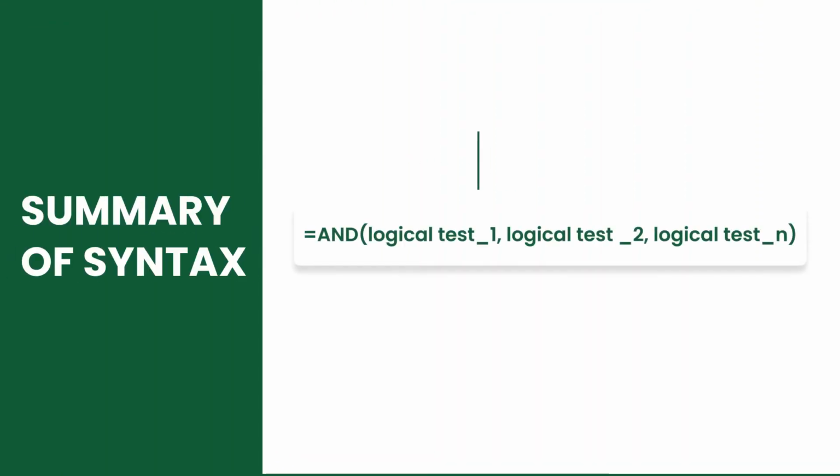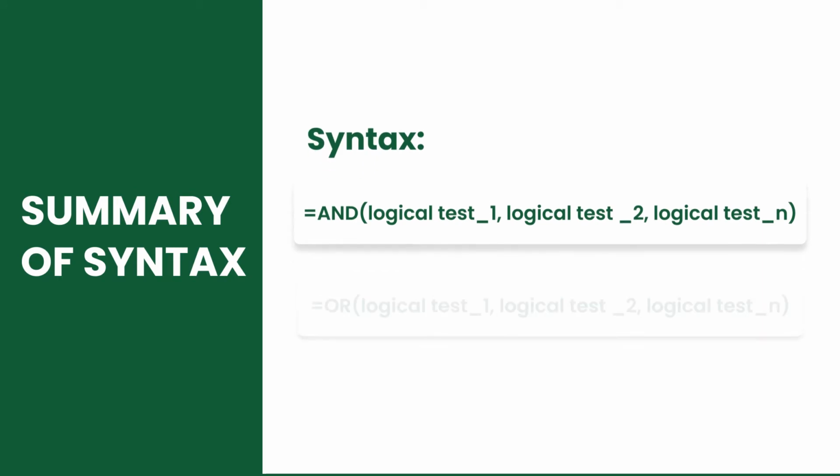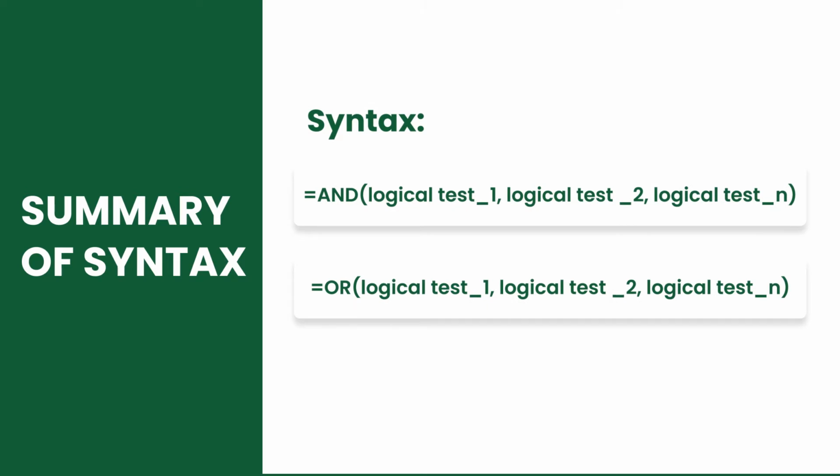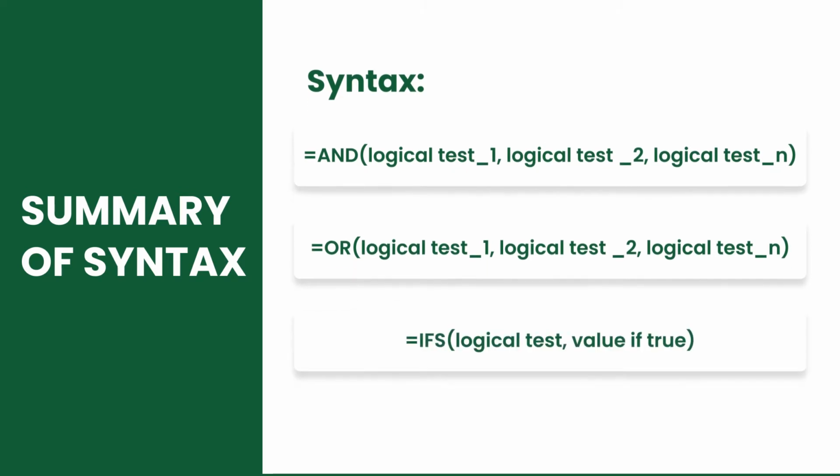The AND function evaluates whether all logical conditions are met. Meanwhile, the OR function checks if any of the logical conditions are true. IFS evaluates whether one or more conditions are proven true and returns a value that matches the first true condition. And it runs on two arguments: logical test and value if true.